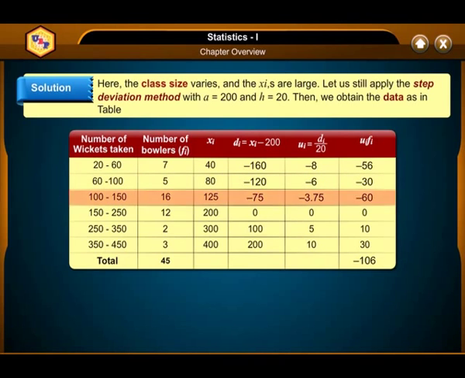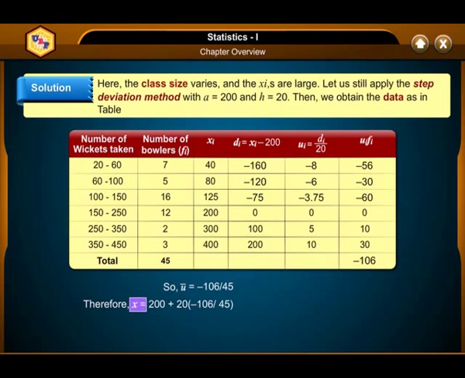100 to 150, 16, 125, minus 75, minus 3.75, minus 60. 150 to 250, 12, 200, 0, 0, 0. 250 to 350, 2, 300, 100, 5, 10. 350 to 450, 3, 400, 200, 10, 30. Total 45, minus 106. So, u bar is equal to minus 106 upon 45.